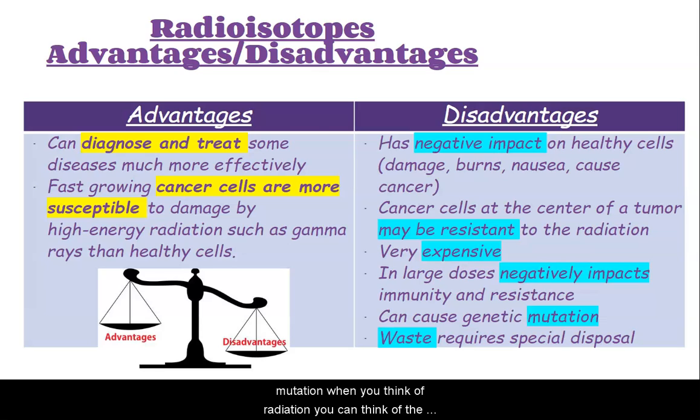When you think of radiation, you can think of the sun, and it gives you a sunburn. Your sunburn is the mutation of your cells. It doesn't get bad. They get more melanin. That's a very easy visualization for people to see.